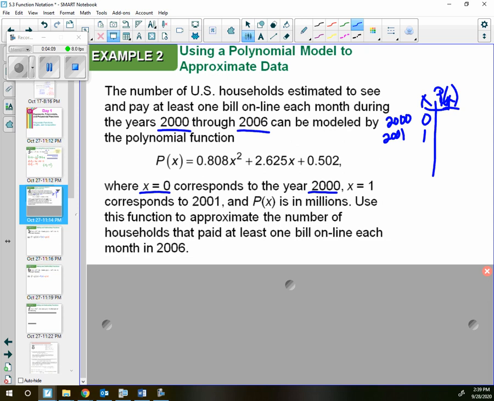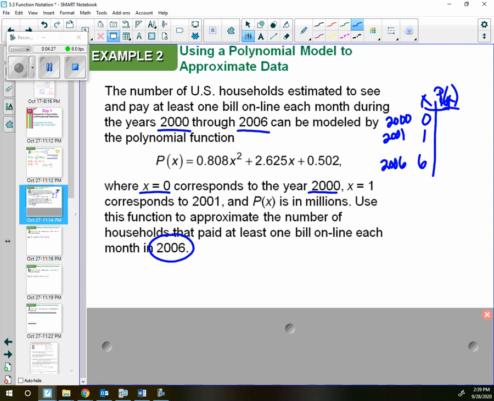So once we have a model in a real life situation, we can use it to help predict. We're going to approximate the number of households that paid at least one bill online in 2006. Okay, so if 2001 was 1, what would represent 2006? What x value? Well, that would have to be a 6.